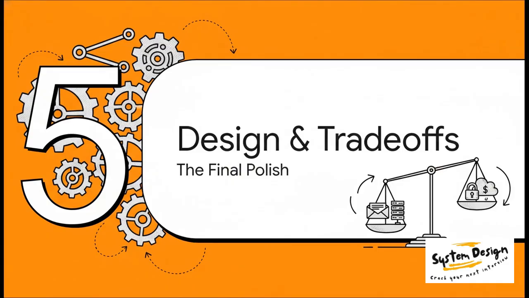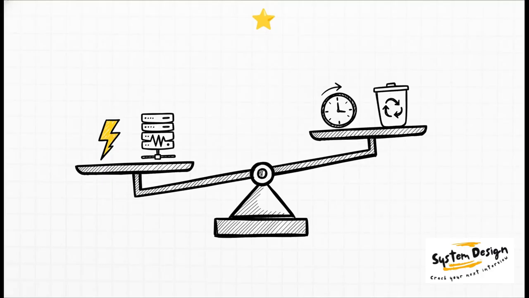All right, we are in the home stretch. To put that final polish on our design, we have to talk about one of the most important concepts in all of engineering, trade-offs. Look, no system is perfect. Building something for the real world means you can't have it all. It's about making smart compromises to be great at the things that matter most. And listen up, because this is where you really shine in an interview.